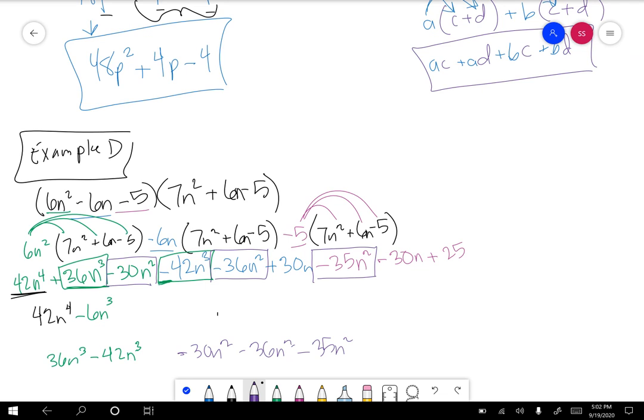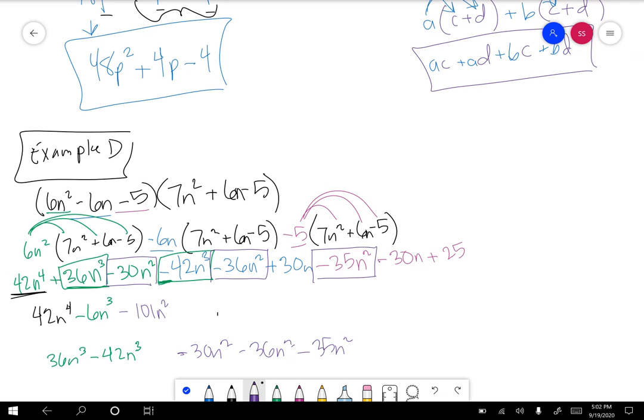If we do negative 30 minus 36 minus 35, you can do that on your calculator, or you can wait a second and I will show you what it is. I thought I'd give you a second to try it though. It'd be negative 101 times n squared.